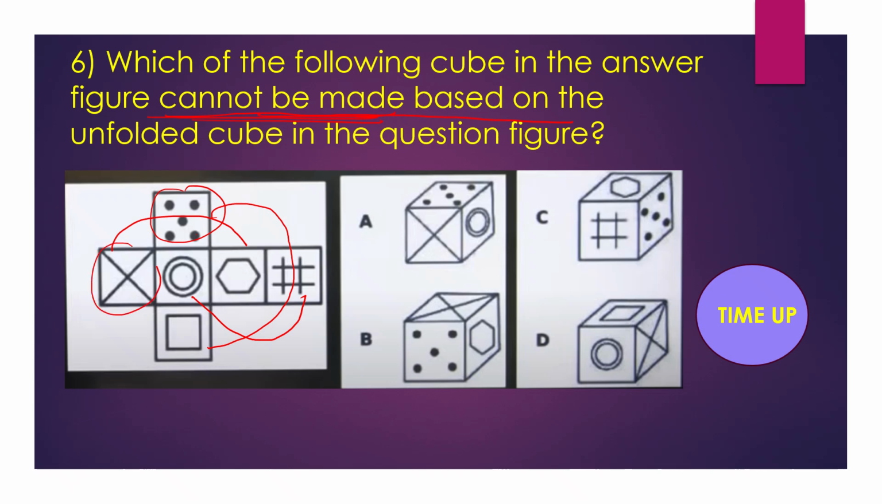So if you see this X and if you see this hexagon. So if you see in the figure B, they are adjacent to each other. They are opposite pairs, but they should not be adjacent, correct? They are adjacent. And in the question they have said, which cannot be made based on the unfolded cube. Cannot be made. So correct answer will be B. Okay.